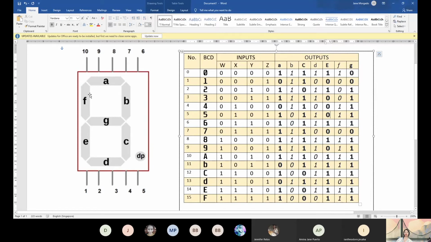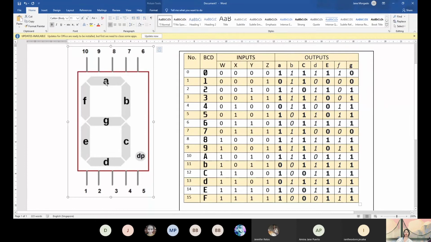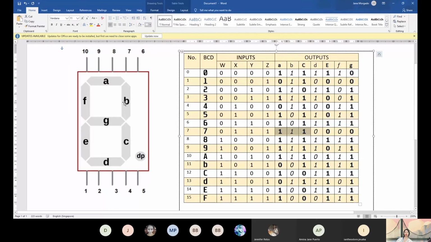For 6, everything is on except for B. For 7, we only have A, B, C to light up. For 8, all of these output displays should light up, so we have 1 for A to G.